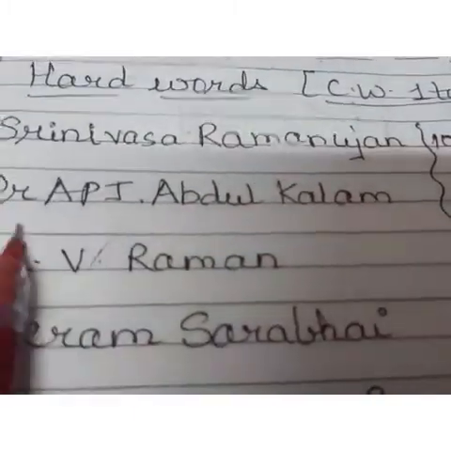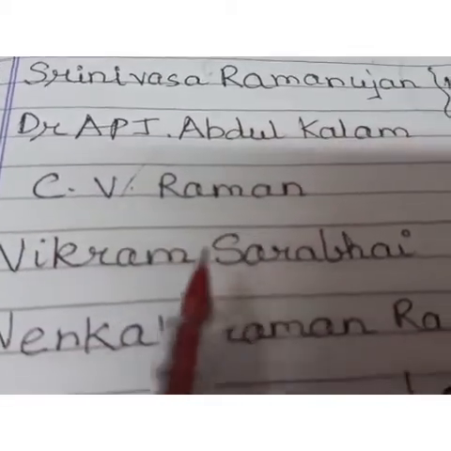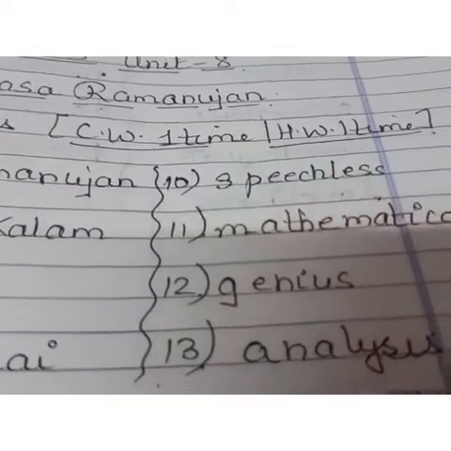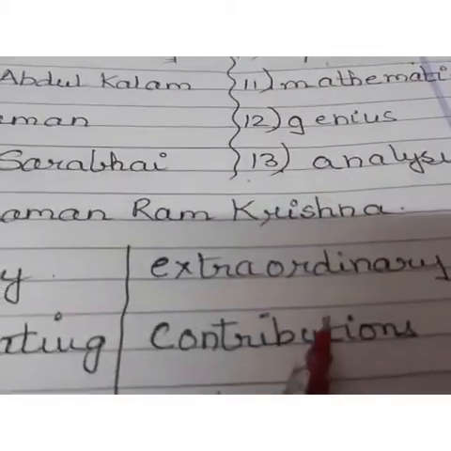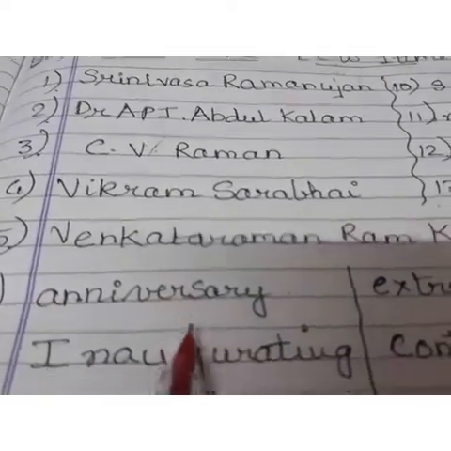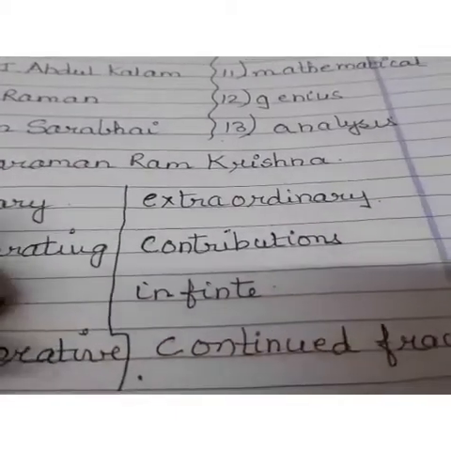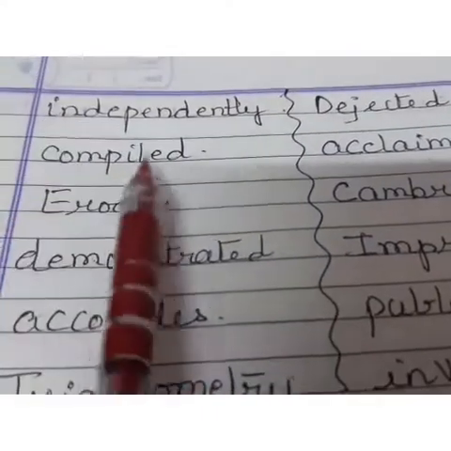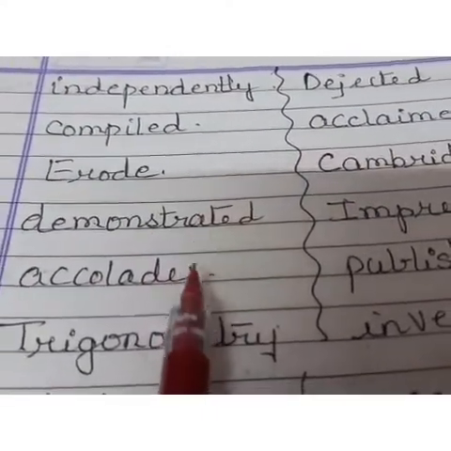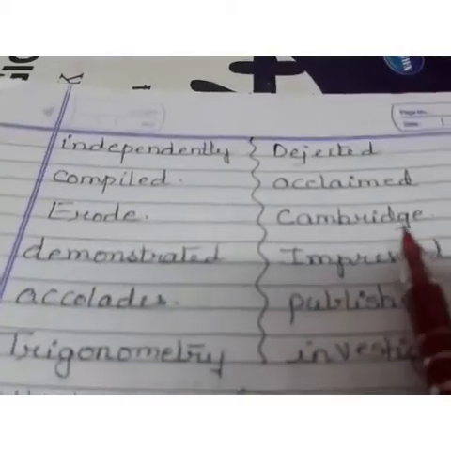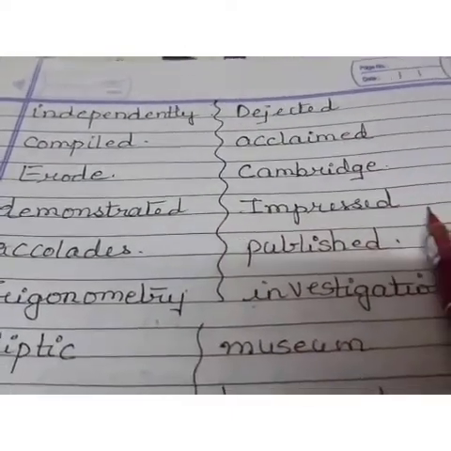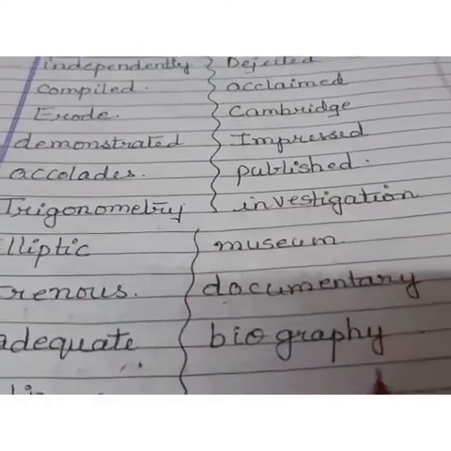Srinivasa Ramanujan, Dr. APJ Abdul Kalam, CV Raman, Vikram Sarabhai, Venkataraman Ramakrishnan, then speechless, mathematician, genius, analysis, extraordinary contributions, then anniversary and inaugurating, university, then commemorative and continued fraction, independently, compiled, erode, demonstrated, accolades, trigonometry, elliptical, strenuous, inadequate, loneliness, dejected, acclaimed, Cambridge, impressed, published, investigation, museum, documentary, and biography.